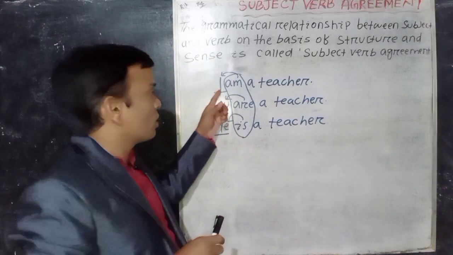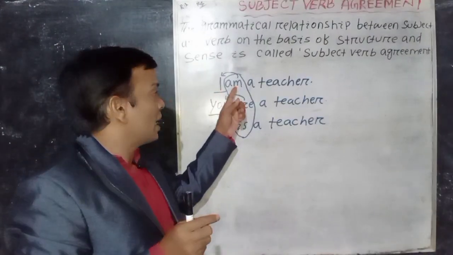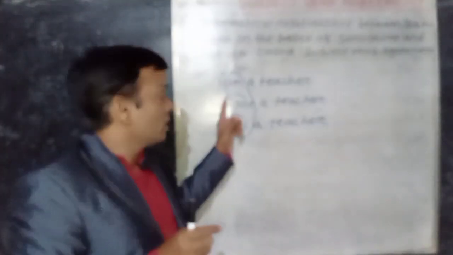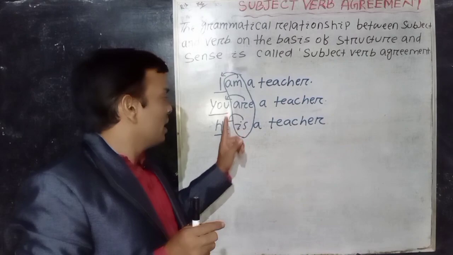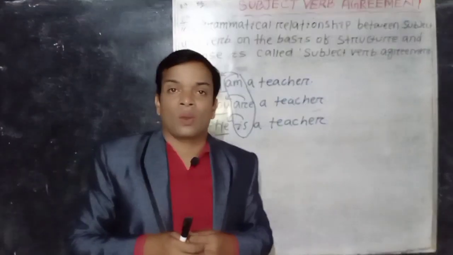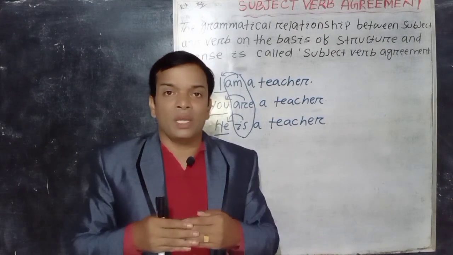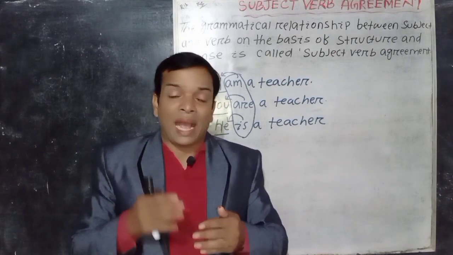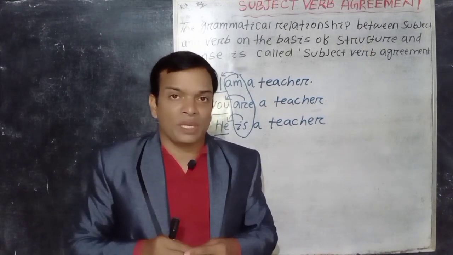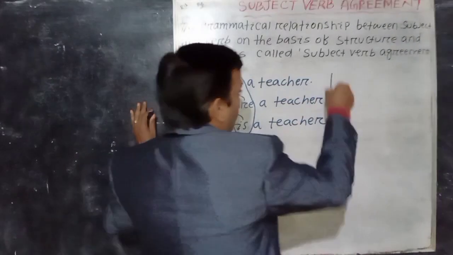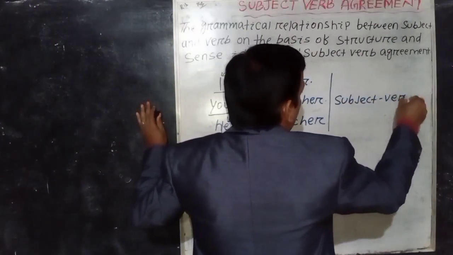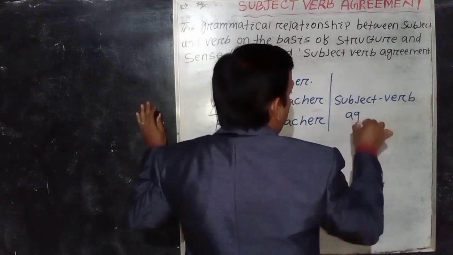Here the first person subject I, so I have already used the verb am. Here the second person singular you, then I have already used the verb are. Then the third person singular he, and I have already used the verb is. That means the verb must agree with the person and number of the subject. According to the person and number of the subject, we use the correct verb in a sentence. So this is called subject verb agreement.